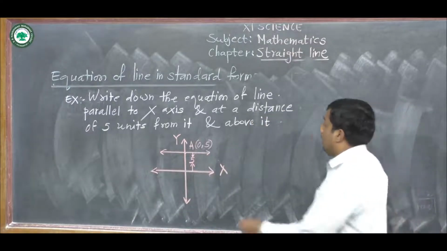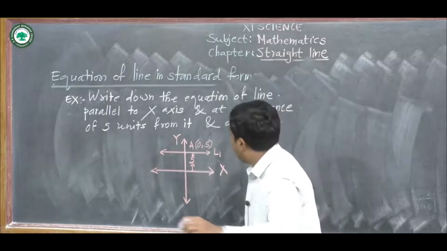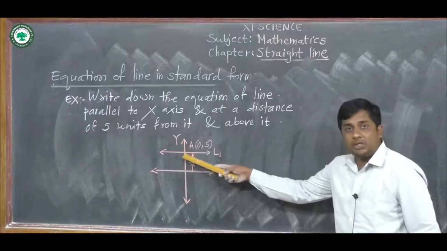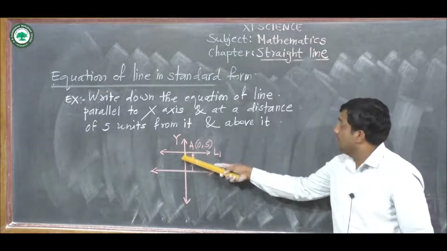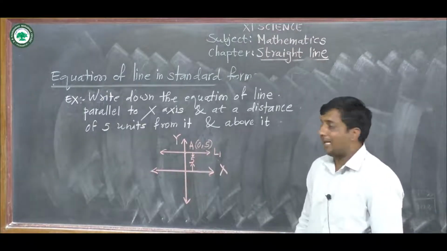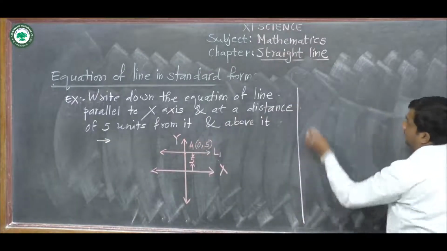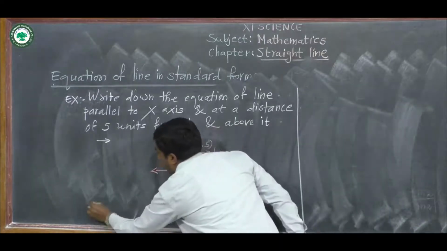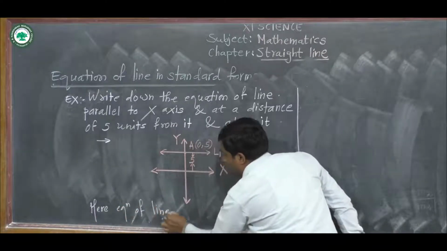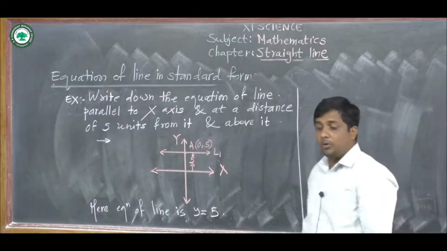So here the equation for this line L1 is y is equal to 5, since this point is on the y-axis. Here we define the equation of line by using the y-coordinate, and it is y is equal to 5. So I write here, the equation of line is y is equal to 5.